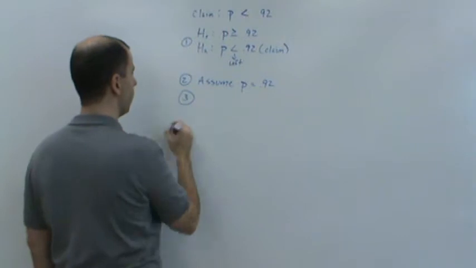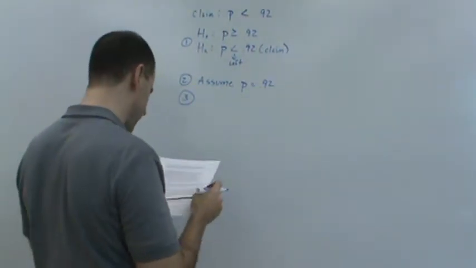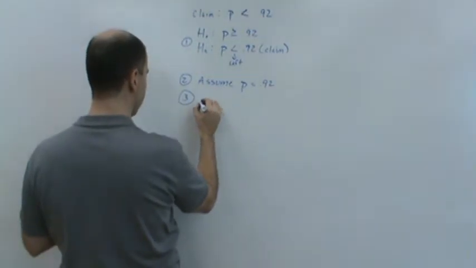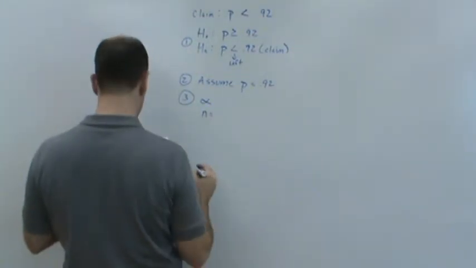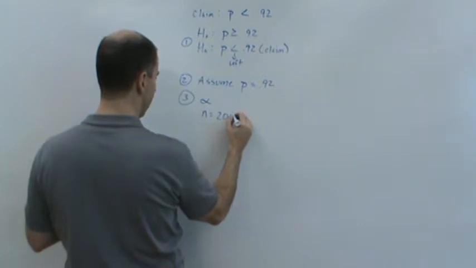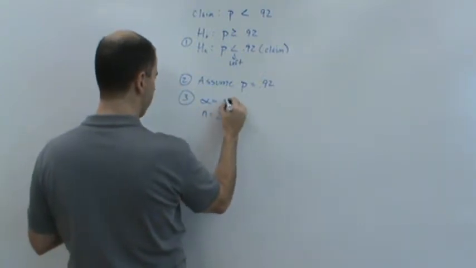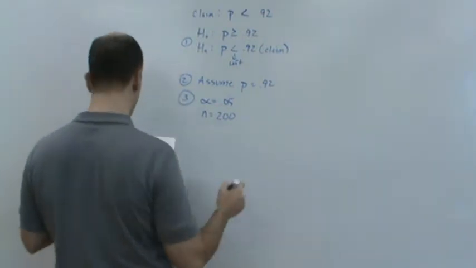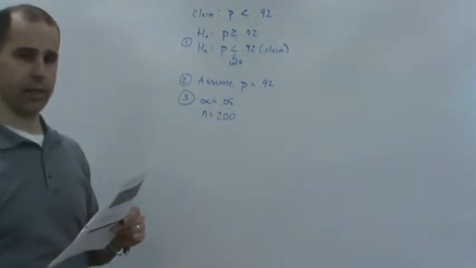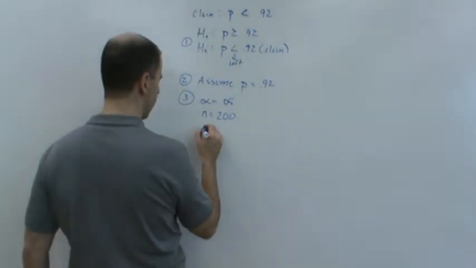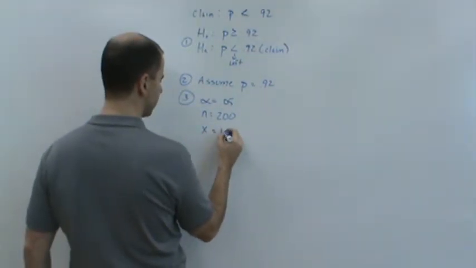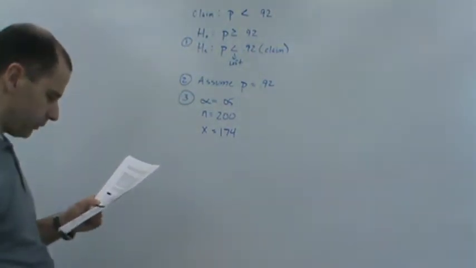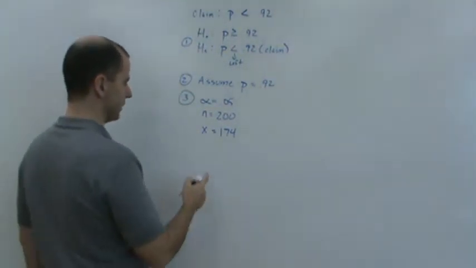Now step 3, let's write down what they tell us. Well, in this survey, they randomly surveyed 200 American adults, right? So N is equal to 200. Also, alpha is equal to 0.05. And of the 200 American adults that were surveyed, 174 of them said that they owned a cell phone. So that's X, right? Now, what else? That's it. So now let's do our checks.